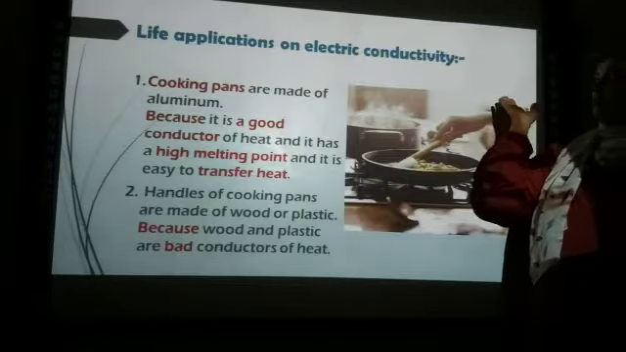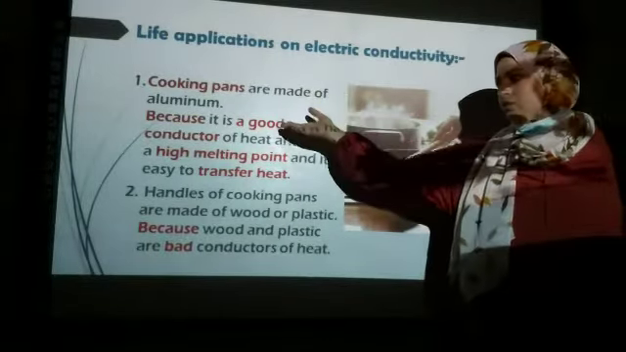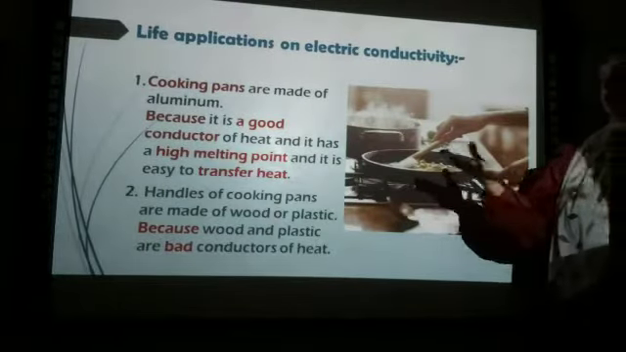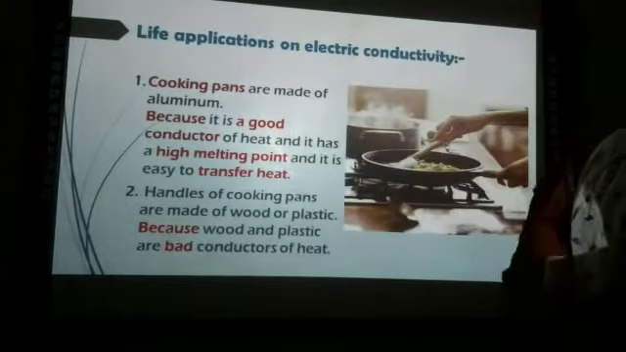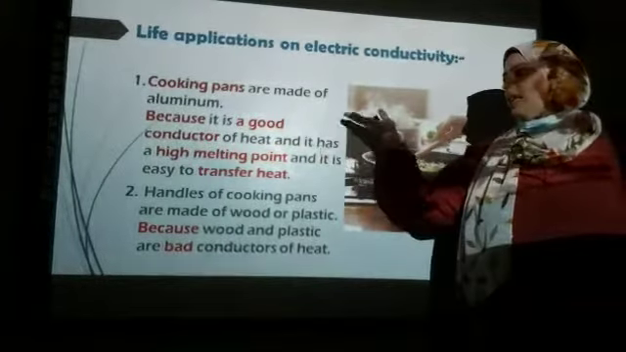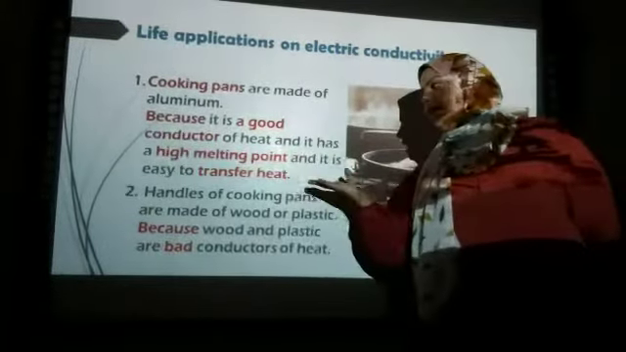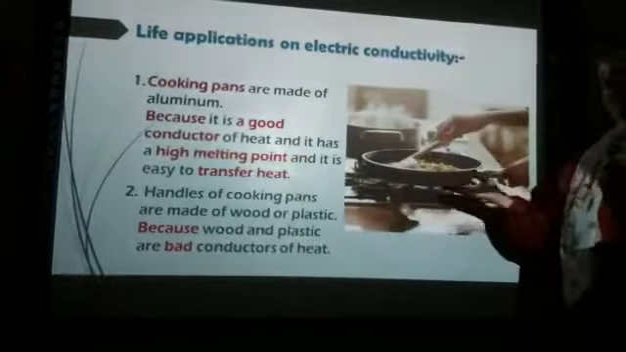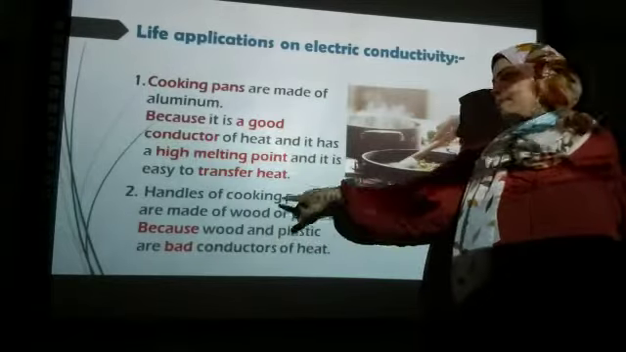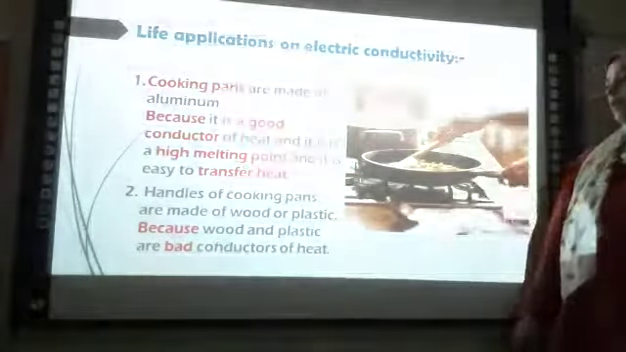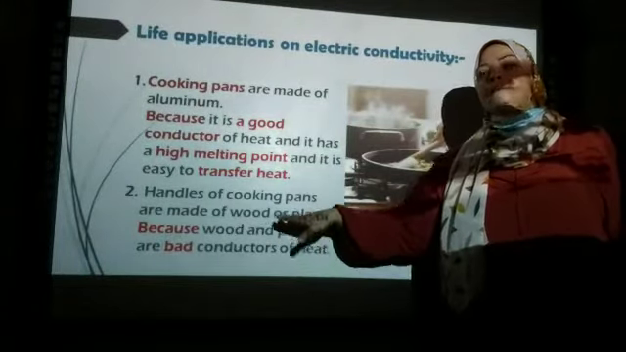Life applications of heat conductivity. Cooking pans are made of aluminium. Because of what? Because aluminium is a good conductor of heat and it has a high melting point. As we said, aluminium has a high melting point and it's easy to transfer heat. The handle of this pot is made of what? Made of wood or plastic. Why? Because plastic and wood are bad conductors of heat.